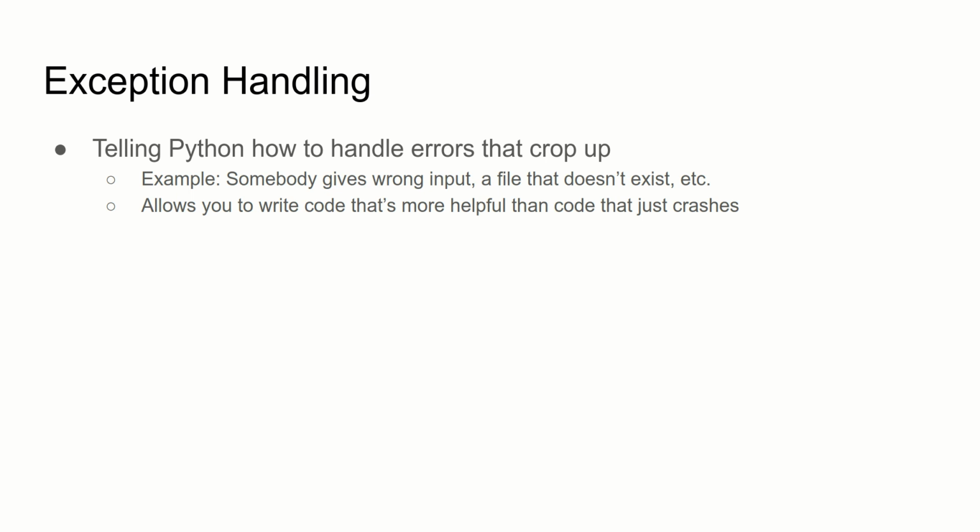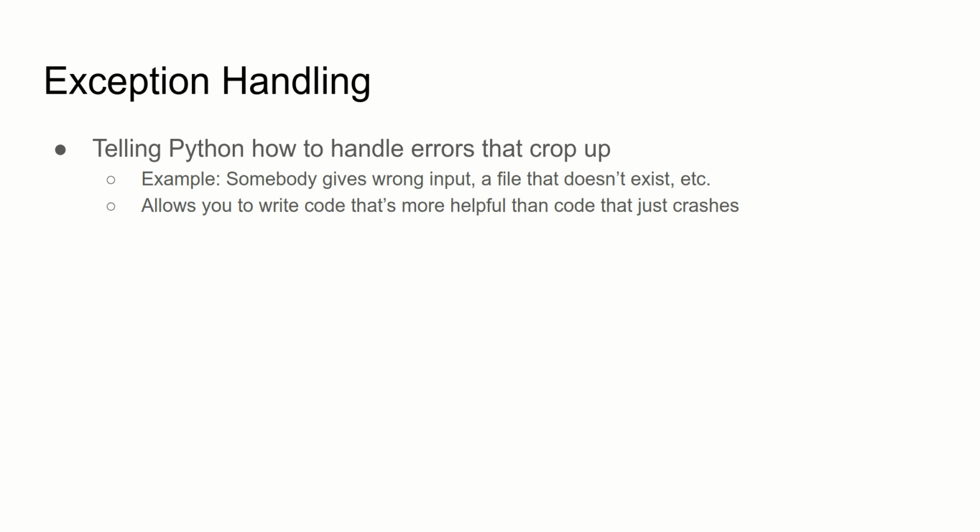So the error has already occurred, but the program doesn't just crash. It actually responds and reacts in some way, giving a message to the user that something went wrong, trying again to see if it's possible to recover from the situation. Lots of different possibilities of what you might do. But it's once the error has already happened. You already tried to index into a list with an invalid index, or you already tried to divide by 0, or that kind of thing.